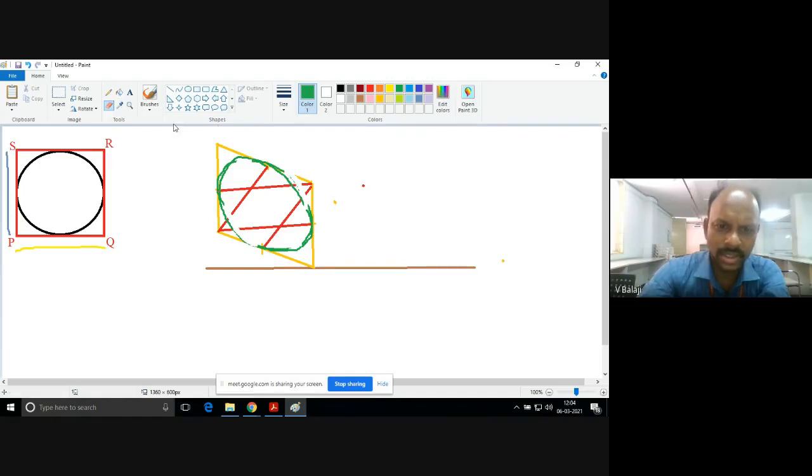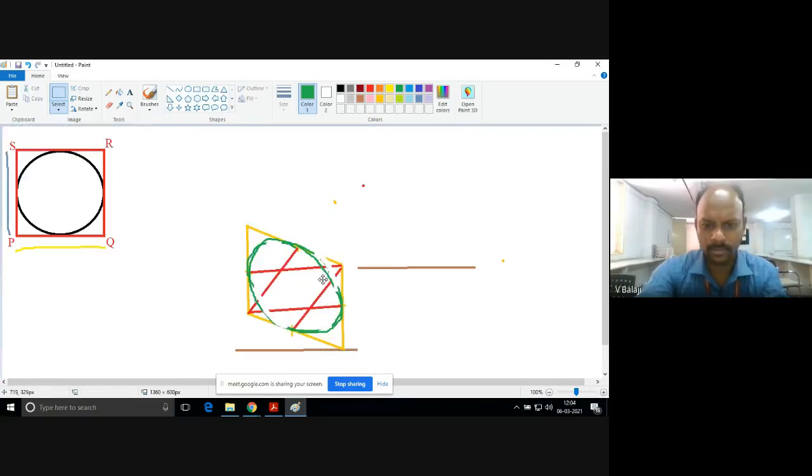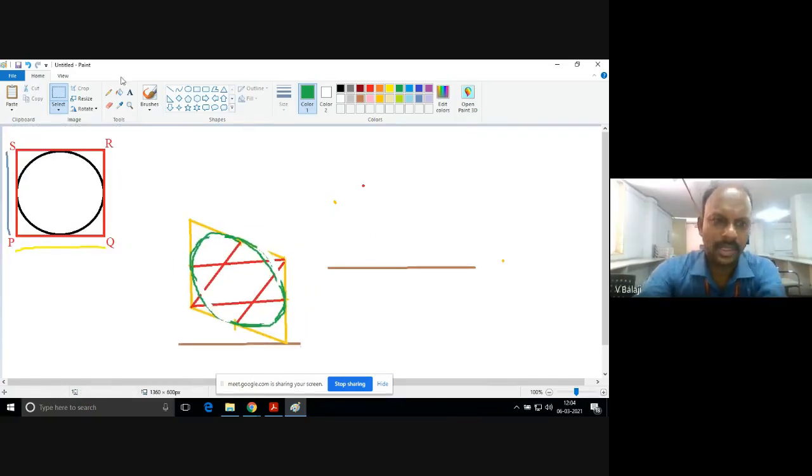I would like to draw now 30 degrees lines to the right hand side. Earlier I have drawn the left hand side, now I am drawing the right hand side. Let me take this color again. This line you can erase, not required.